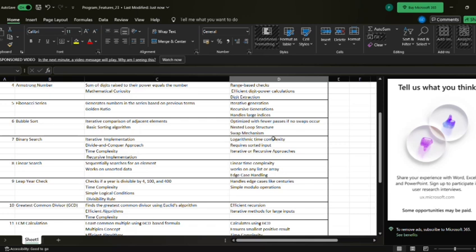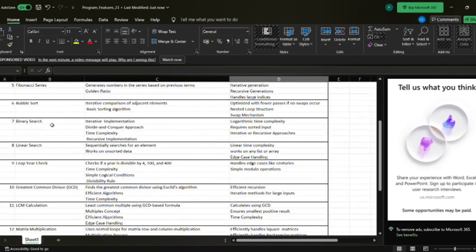6. Bubble sort: iterative comparison of adjacent elements. Bubble sort repeatedly swaps adjacent elements if they are in the wrong order. Basic sorting algorithm: it's a simple sorting algorithm, but not very efficient for large datasets.